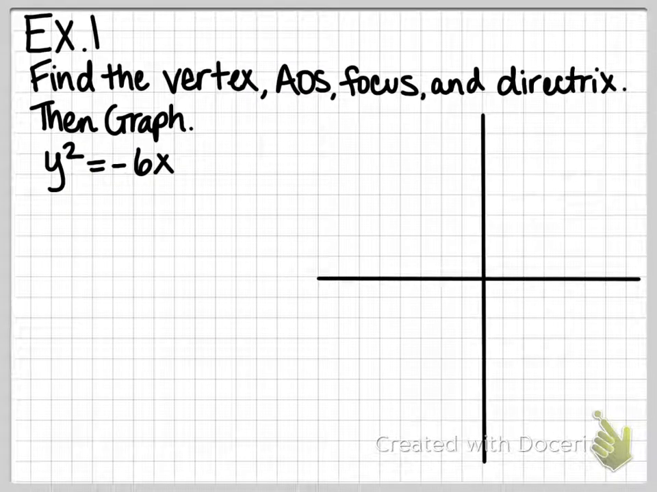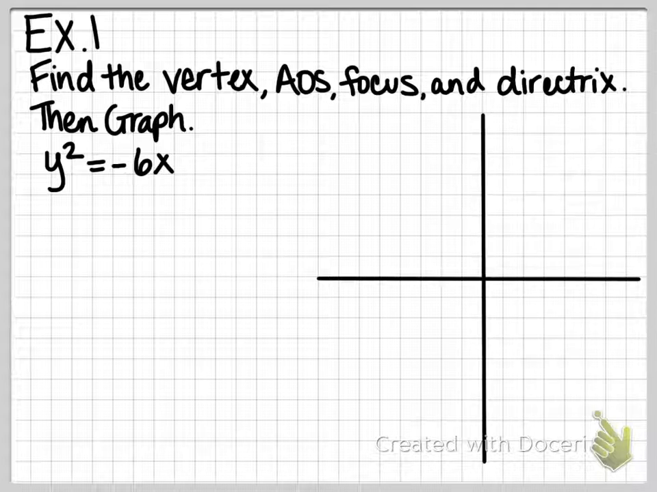First we're going to look at a couple of examples on graphing parabolas. We want to find the vertex, axis of symmetry, focus, and directrix. So we want our equation to look like those two equations from the notes earlier. We may have to do a little bit of manipulating or rearranging to get them to look like that.